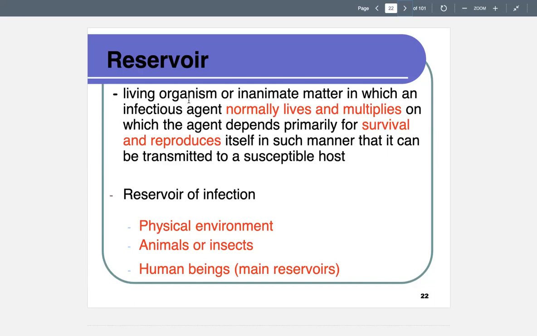The reservoir is the living organisms or inanimate matter in which an infectious agent normally lives and multiplies, in which the infectious agent depends primarily for survival and reproduces itself in such a manner that it can be transmitted to a susceptible host. Here the chain of infection comes in: the reservoir, the susceptible host with a portal of entry, then the mode of transmission, and the portal of exit.